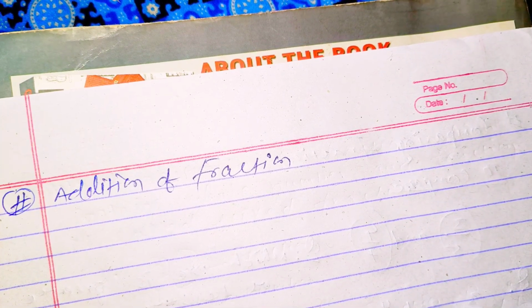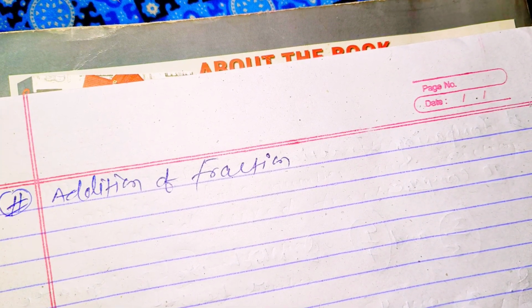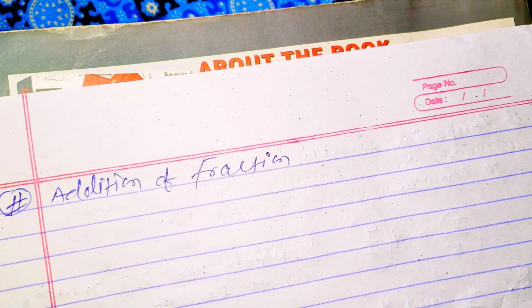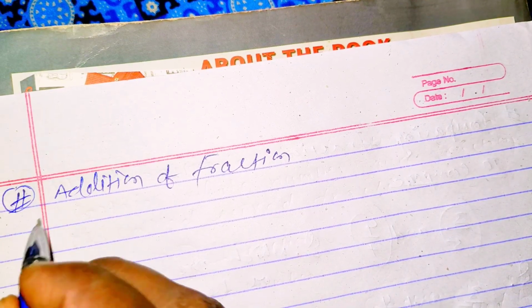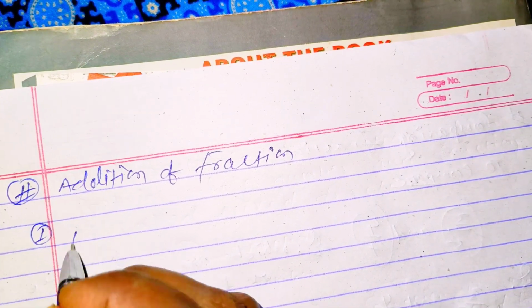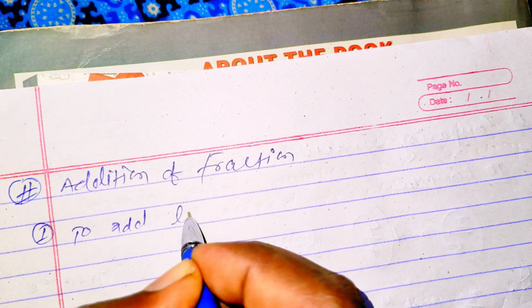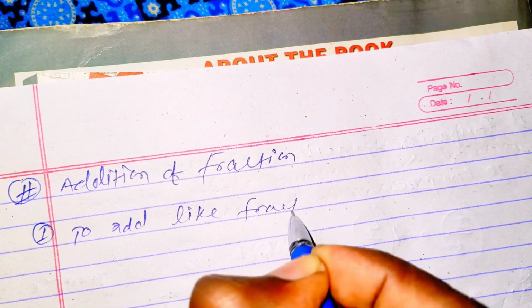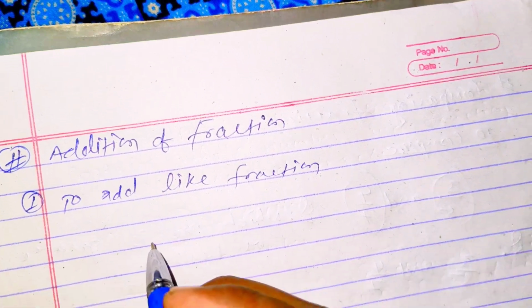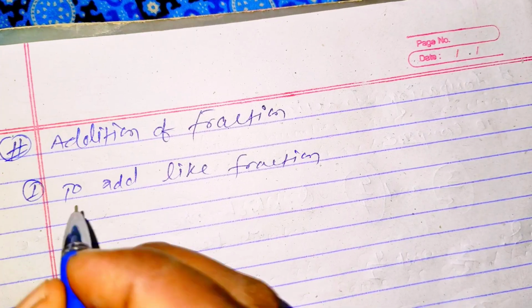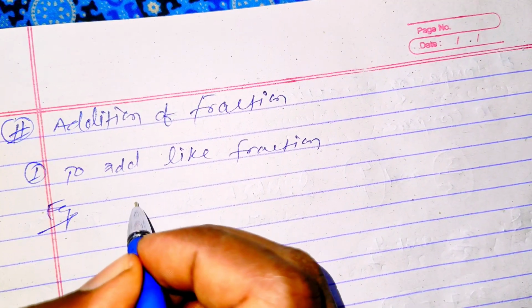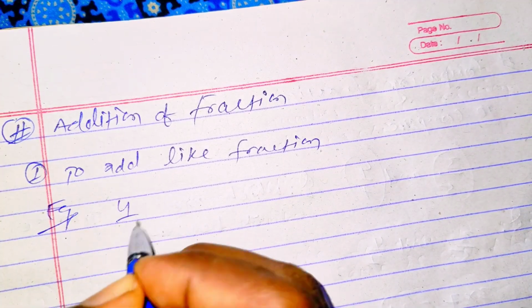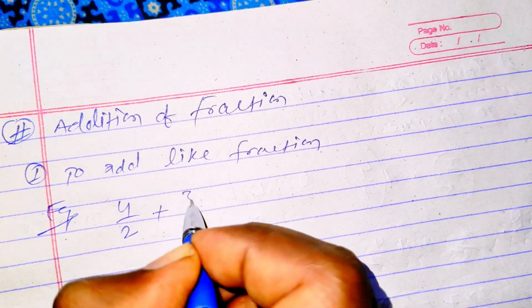There are two ways to add fractions: to add like fractions and to add unlike fractions. First we will talk about adding like fractions, which is very simple. Let's take an example: 4 by 2 plus 3 by 2.